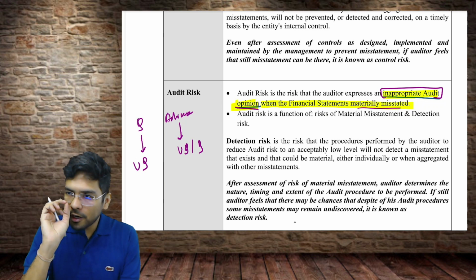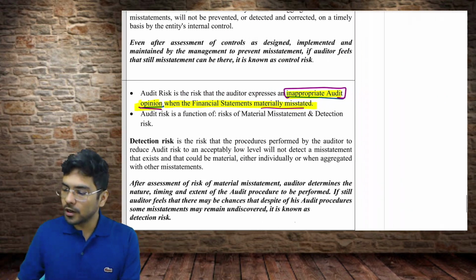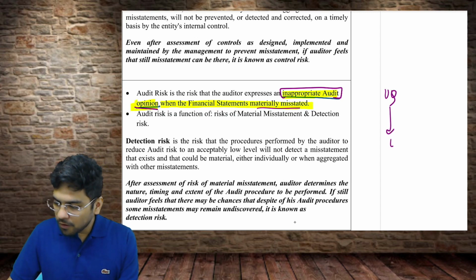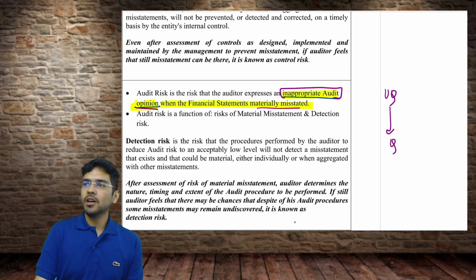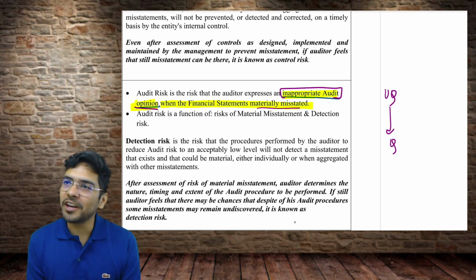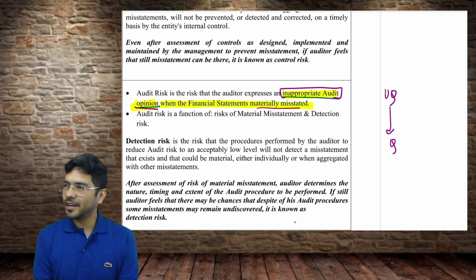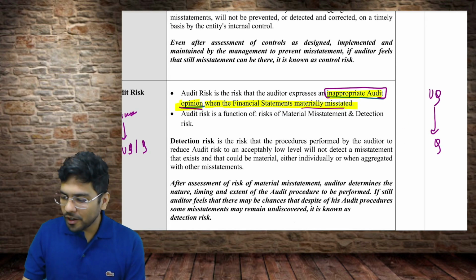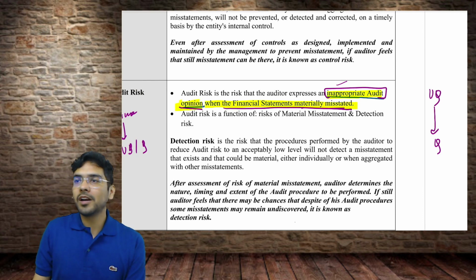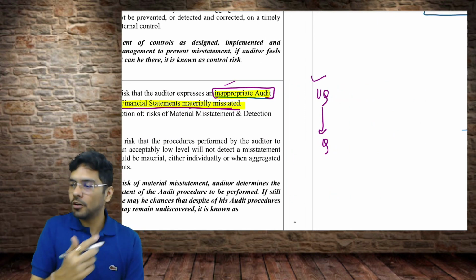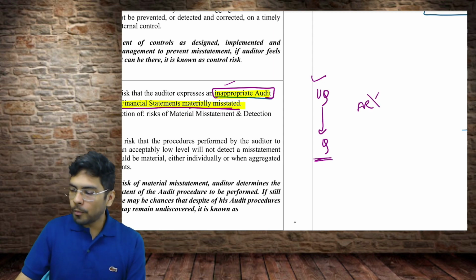Now, if you have understood this definition, answer this simple question. The auditor was supposed to give an unqualified opinion and he has ended up giving a qualified opinion. Will this amount to audit risk? Is there a case of inappropriate audit opinion here? Yes. But then read the definition of audit risk again. It says audit risk is a risk that the auditor expresses an inappropriate audit opinion when the financial statements are materially misstated. Here, was the financial statement materially misstated? He was supposed to give what kind of opinion? Unqualified, but he gave qualified. This is not going to amount to audit risk.